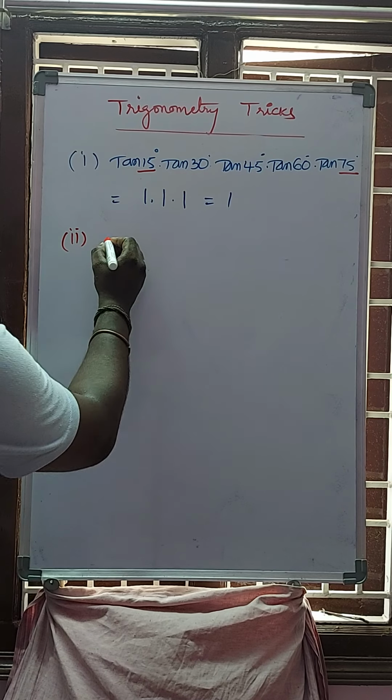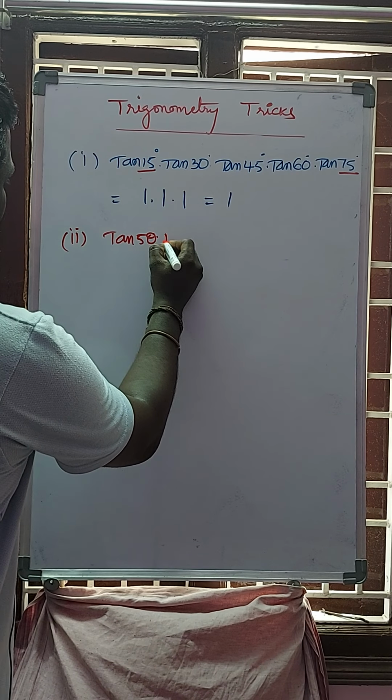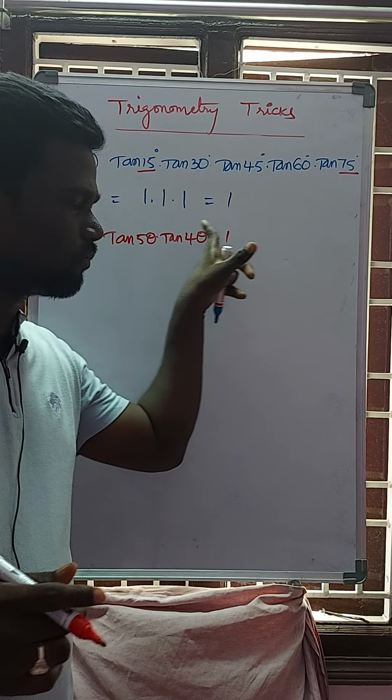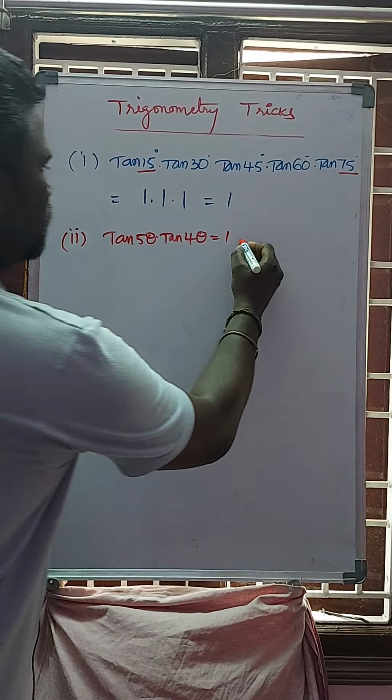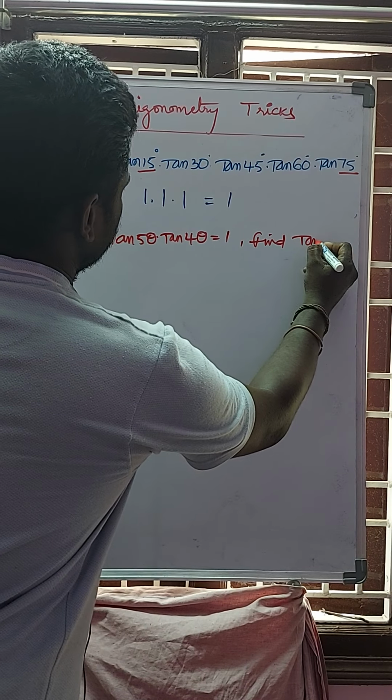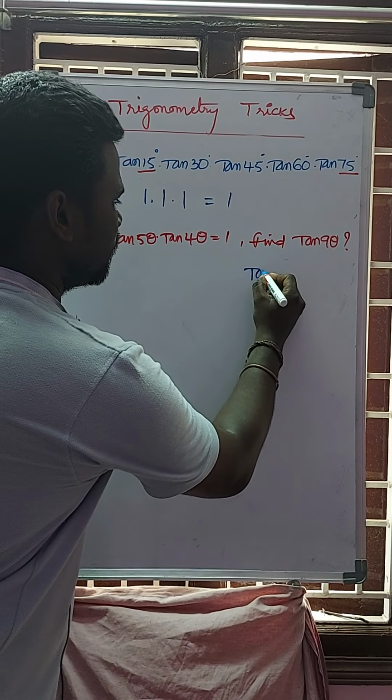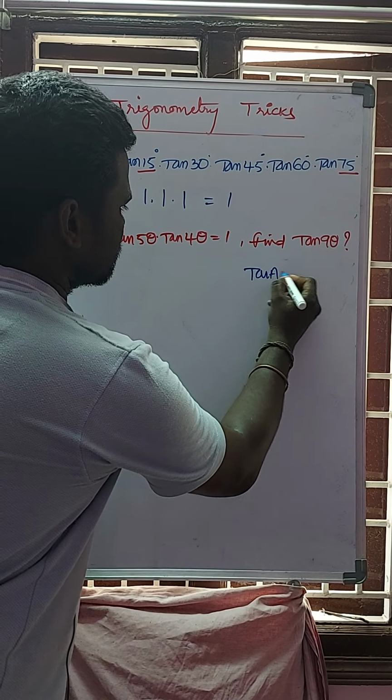For suppose tan 5 theta into tan 4 theta equals 1. So we need to find tan 9 theta. See, we already know that when it is complementary, tan A into tan B equals 1. When is it possible? A plus B equal to 90 degrees. For suppose, if tan A into tan B equals 1, then what happens? A plus B equal to 90 degrees.